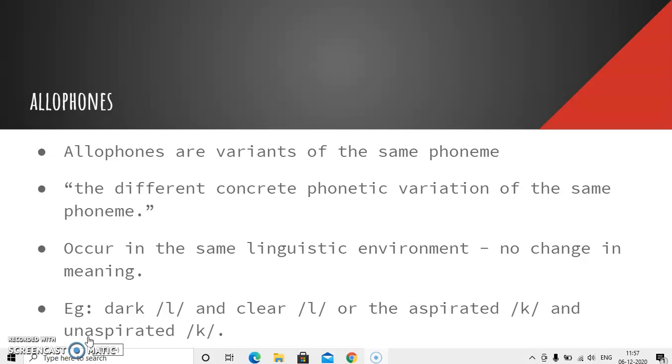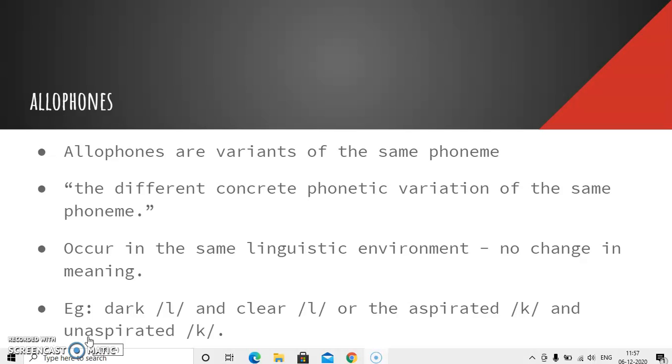During the production of the clear L, the front of the tongue is raised in the direction of the hard palate. So that's why it is said to be palatalized. Whereas in the case of dark L, the back of the tongue rises toward the soft palate, the velum area, and that's why it is called dark L, or considered velarized.